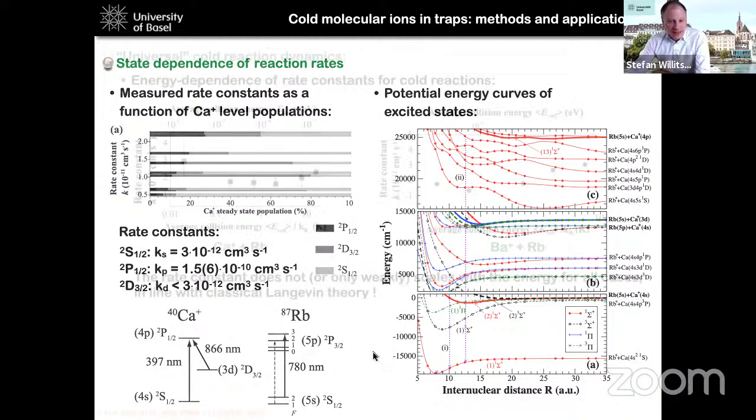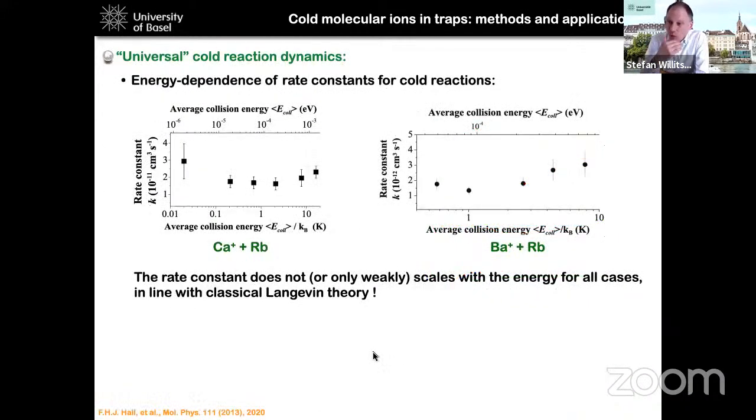Okay, so another interesting question that one can ask now is, what is the collision energy dependence of these processes? And so we now measure these rate constants as a function of the collision energy. What you see here, let's just focus on calcium plus rubidium again, is a channel averaged rate constant, so averaged over all these collision channels, as a function of the average collision energy from about 10 millikelvin up to about 10 Kelvin. And one can see this is essentially flat.